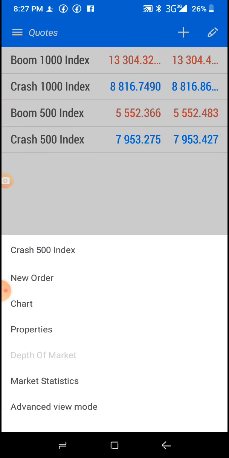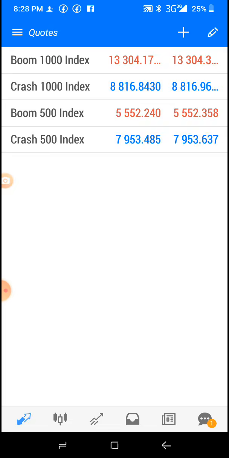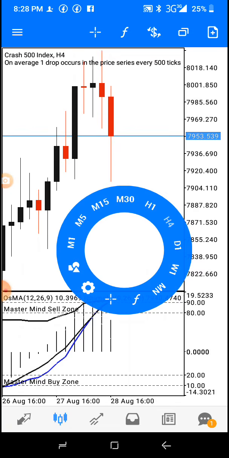Okay, let's see Crash 1000. When it's ranging, just avoid the ranging market. You can see, even as we tried to backtest it, it wasn't working. It wasn't flowing really well.